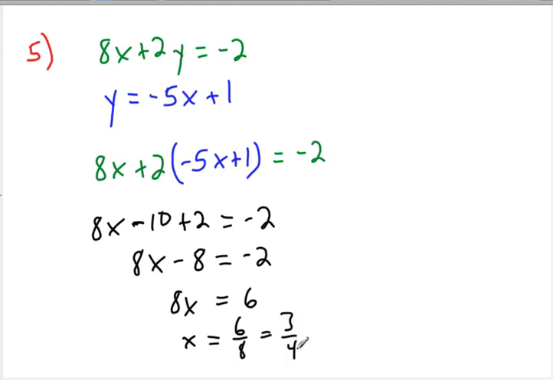So I'm slightly concerned right now that I've made a mistake because I got a fractional answer. Doesn't mean that the answer is wrong, but I'm going to recheck my work to make sure I haven't made a mistake. So the problem is correct. The second equation is correct. It is solved for y, so I have 8x plus 2 times (-5x plus 1) equals -2. 8x, 2 times negative. Okay, so that's what I did wrong.